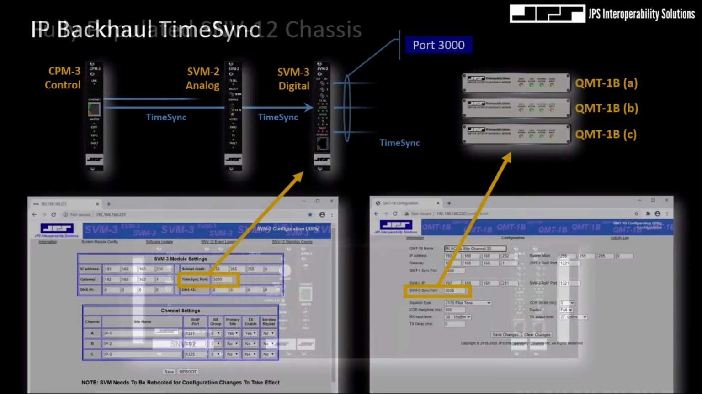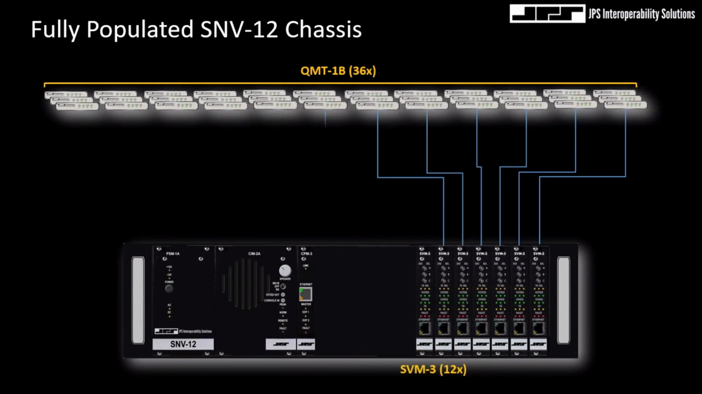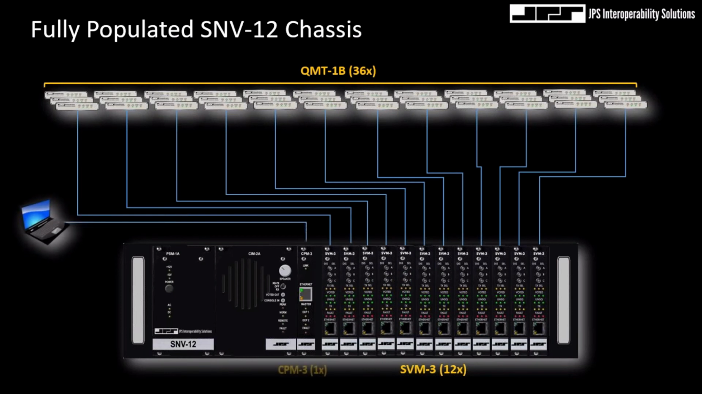So if we fully populate an SNV chassis with 12 digital site voter modules, SVM3s, and then deploy complementary QMT 1B modems, this single LMR channel will require 49 discrete IP addresses and a total of 169 ports, which includes the port 80 for remote browsing into each module. And then duplicate this for each LMR channel, and you can really easily see that you're going to encounter a serious amount of IP address and port values. And remember, many of these port values are being reused, which also helps with the organization of the network topology.